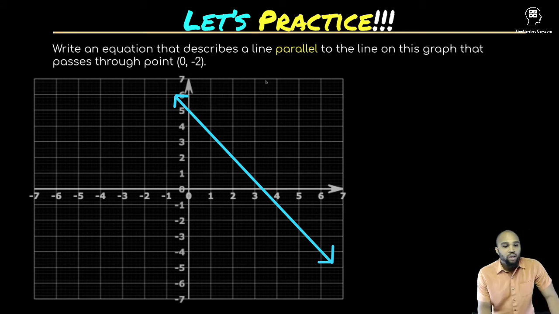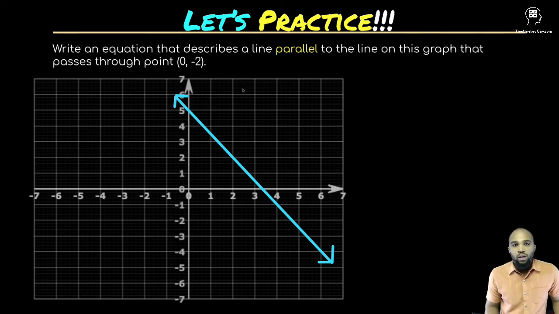All right, let's try another problem. I want you to pause it here and see if you can work these two more. One is parallel, one is perpendicular. So this one's asking for a line that's parallel to this line, but goes through (0, -2). Here's my point (0, -2). You can imagine that line is going just like this.